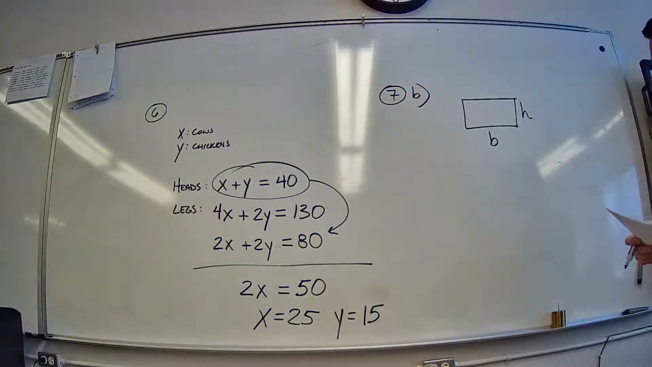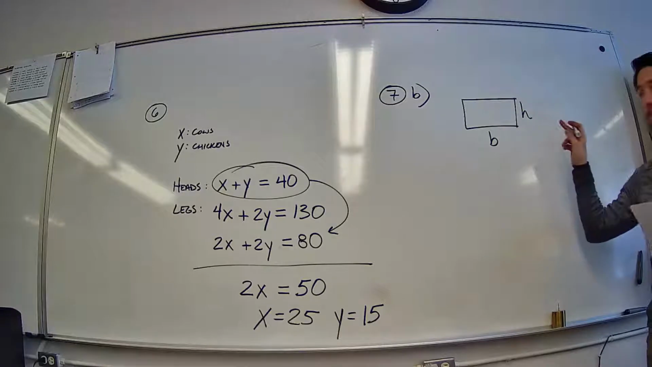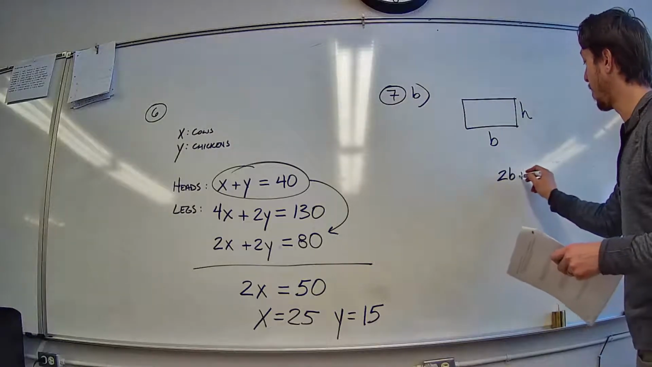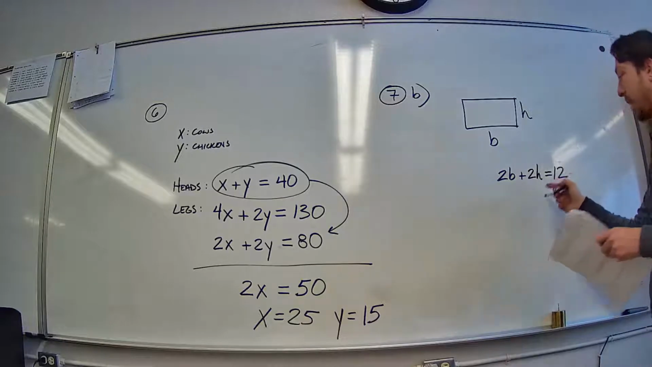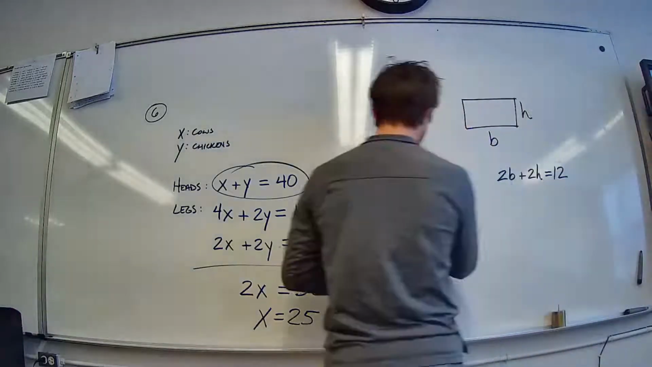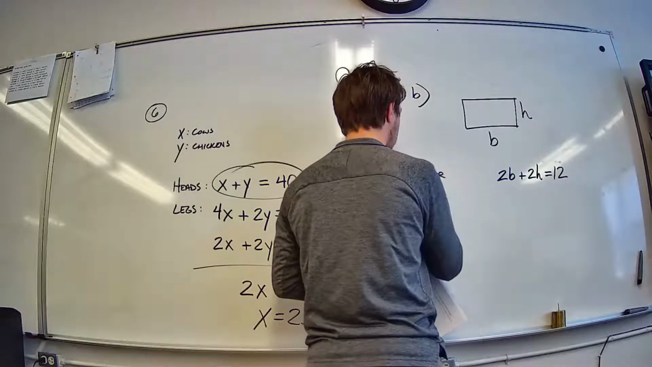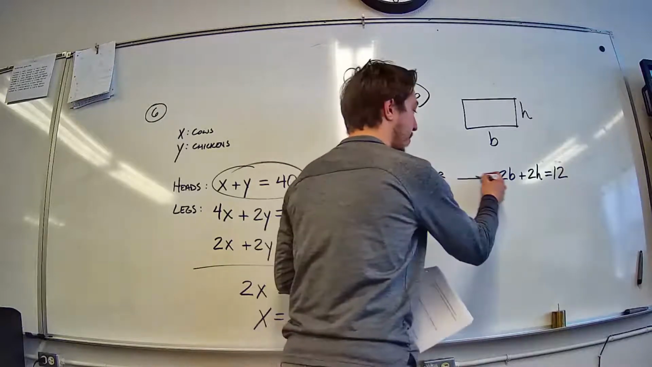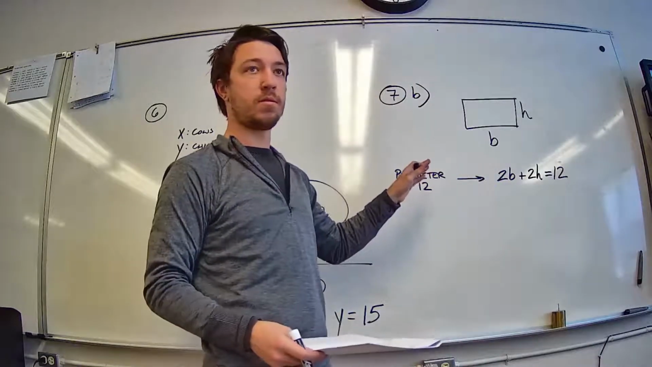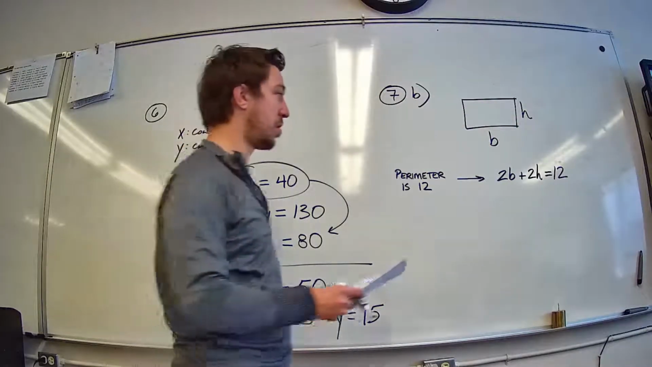So we're going to set up a system of equations. The first thing says the perimeter is 12. So how do I relate these two variables to that sentence? Plus 2. Very good. Is everyone okay with that? Yes. The perimeter is 2b plus 2h, b plus b plus h plus h. Oh, I see, because it's like two b's. Yeah.